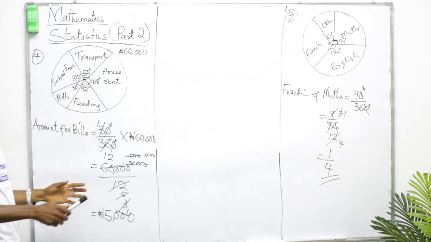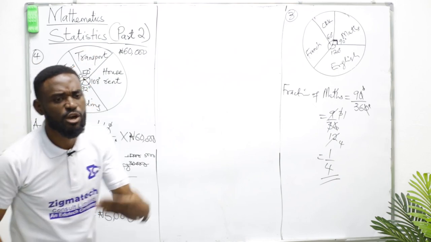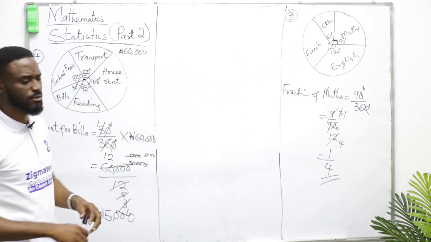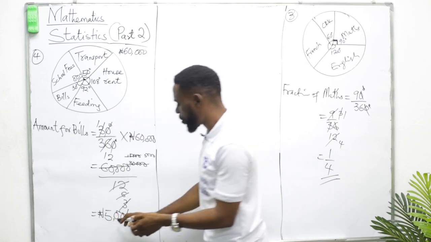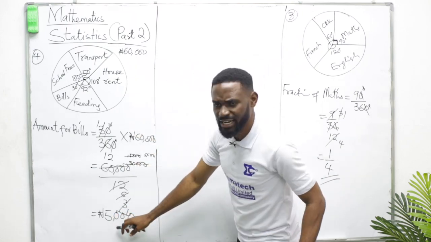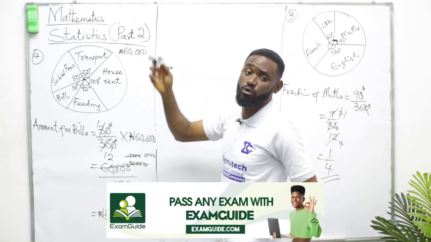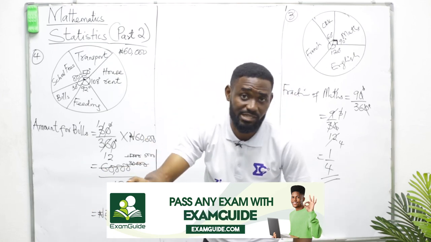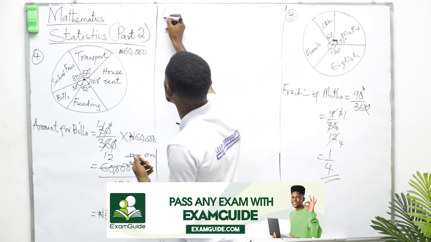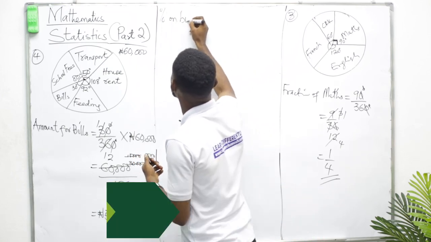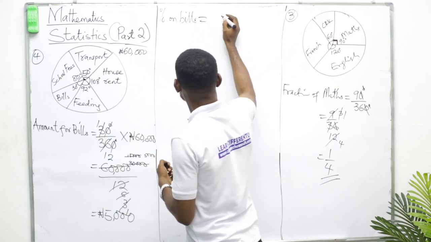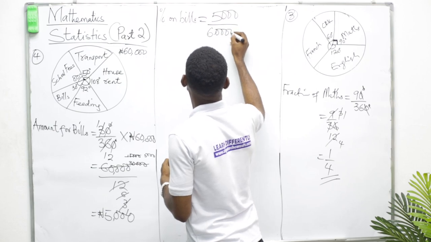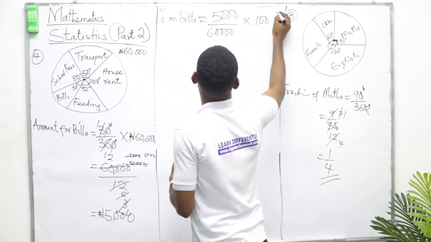But then our concern is the question. Let's go back to the question. The question says, what percentage of his income is spent on bills? All right. So the percentage on bills is this bill divided by the total times 100%. Once they ask you percentage of something, just know that they want you to multiply that thing by 100%. So percentage on bills is equal to 5,000 over 60,000 times 100%.